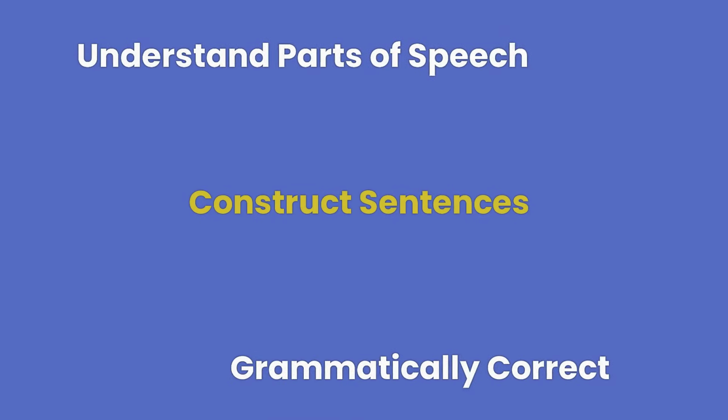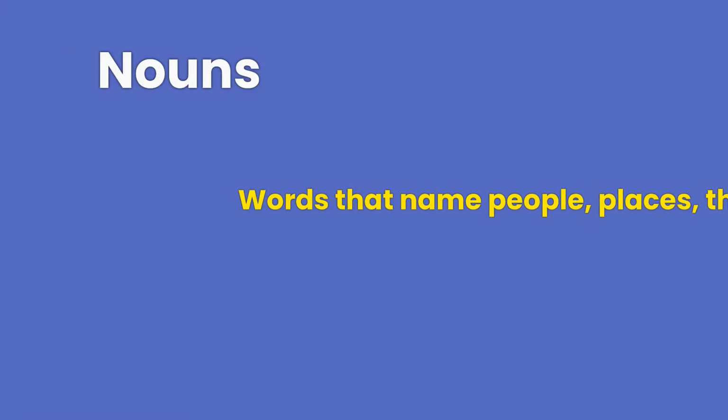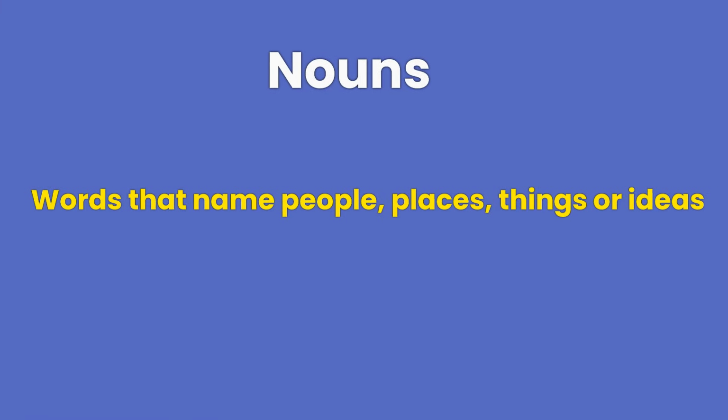Welcome to Section 2 of our English Grammar course, where we'll be discussing parts of speech. Understanding the parts of speech is essential for constructing sentences that are clear and grammatically correct. Let's get started. First up, we have nouns. Nouns are words that name people, places, things, or ideas.